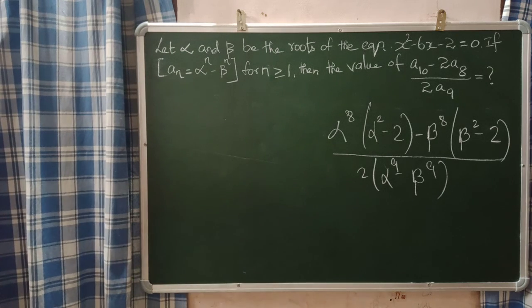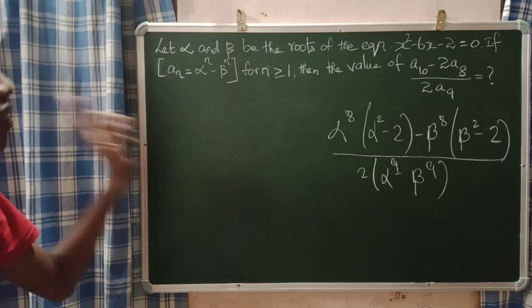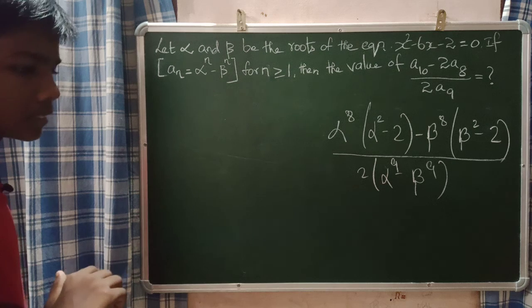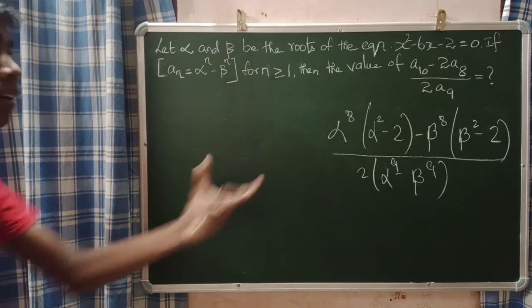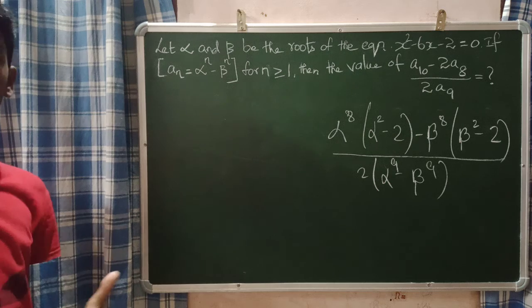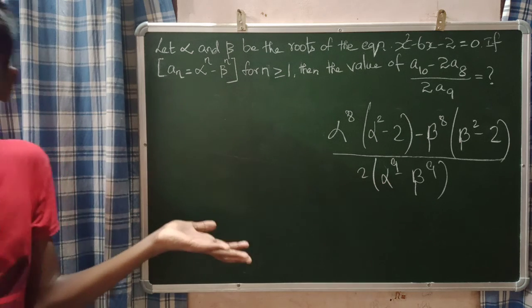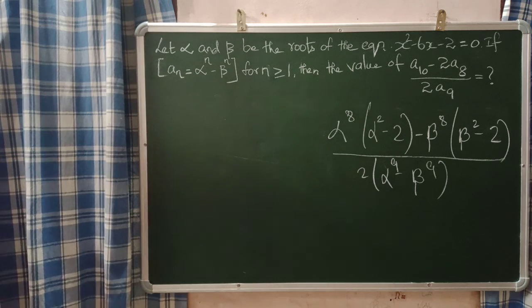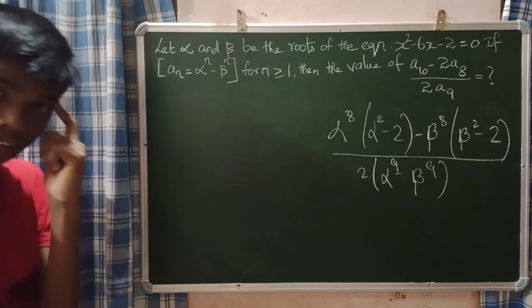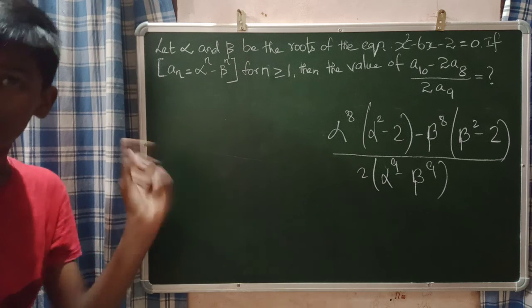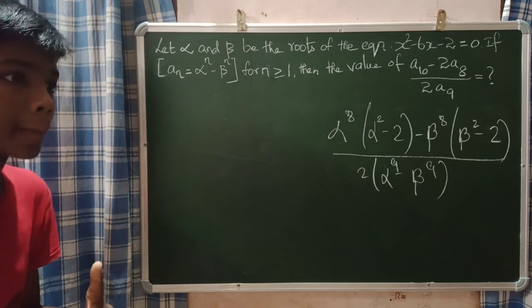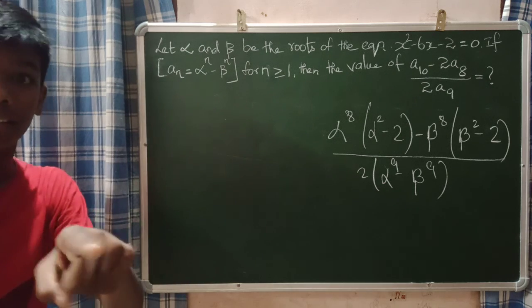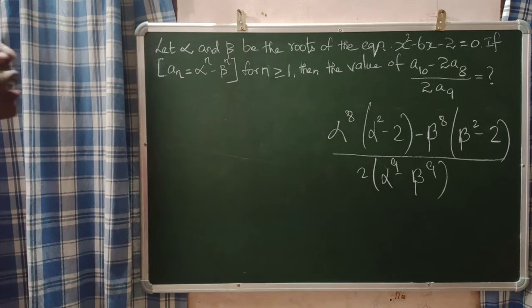So basically, you may ask one thing. In the question they gave, let alpha and beta be the roots of the equation x square minus 6x minus 2 is equal to 0. What is the use of this equation? Did they give that particular part to make the question bigger? Of course not, guys. You may think, what's the need of giving that? Think about it. There is some need to give that. That need you need to find. That itself is a hint.